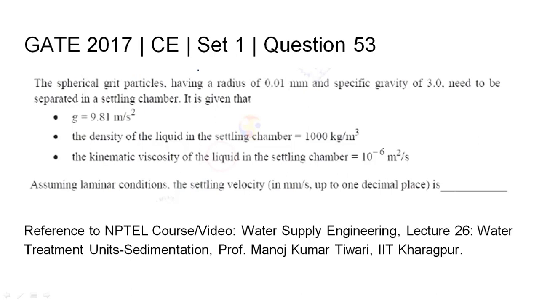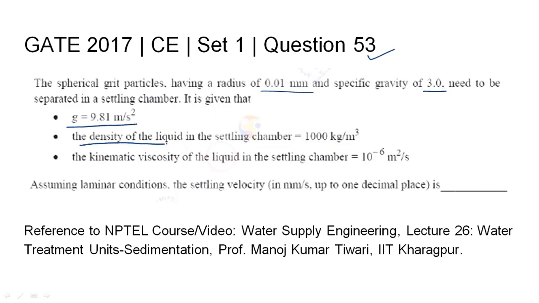GATE 2017 Civil Engineering Set 1 Question 53. The spherical grit particles having a radius of 0.01 mm and a specific gravity of 3 need to be separated in a settling chamber. It is given that the value of g is 9.81 meter per second square.